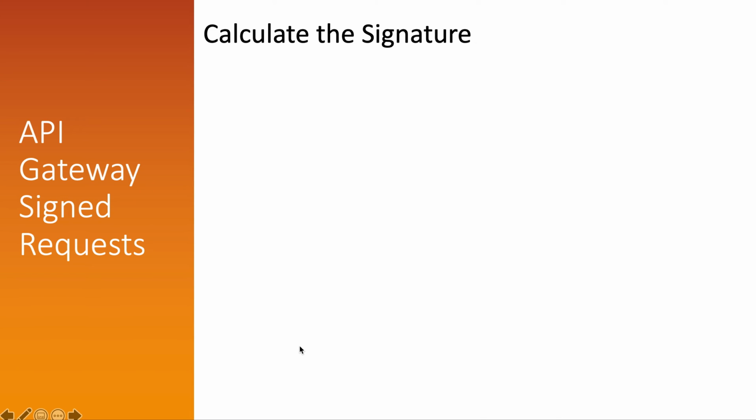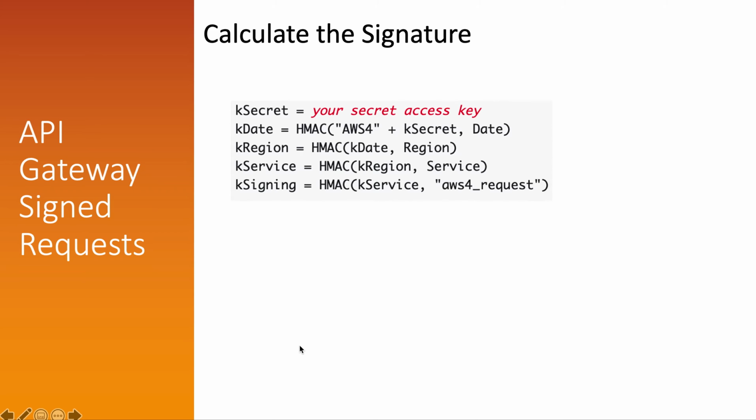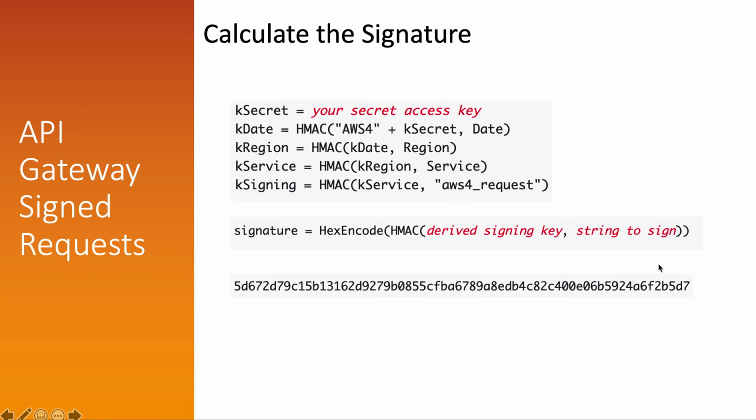So the next step is to calculate the signature. For calculating the signature, we create the hash of different parameters. We start from the secret key, and then using the secret key we calculate the date, then using both date and secret key we calculate the region, then we calculate the service using all of the above, and at the end we calculate signing using the K service, region, date, and secret. And finally, for the signature, we use the string to sign and the derived signing key. And finally we get this hash for the signature.